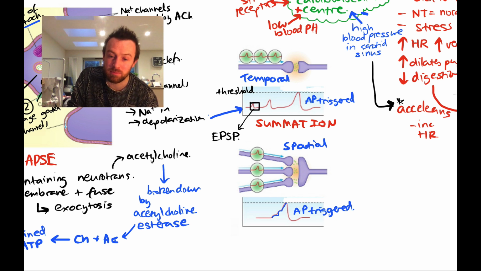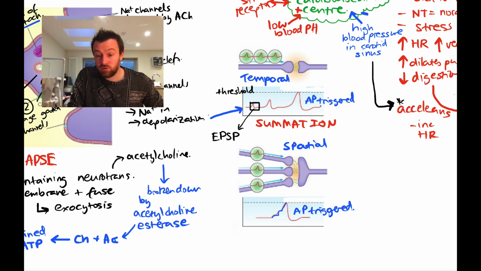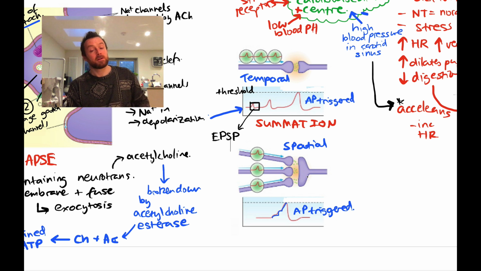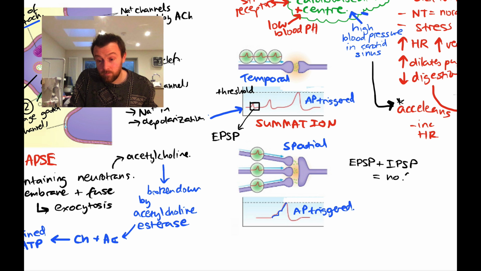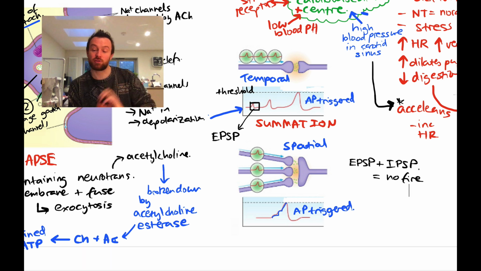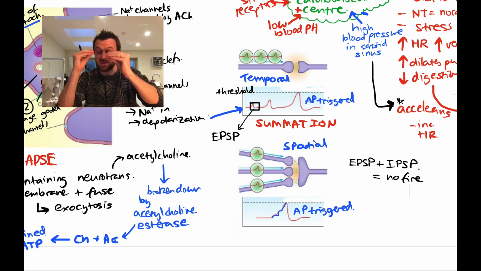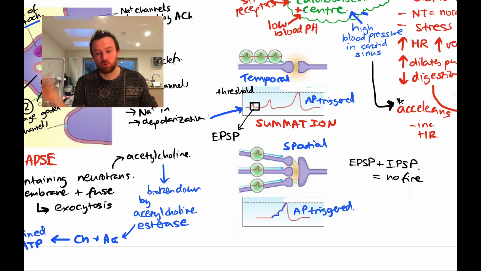Excitatory postsynaptic potential. So we can have summing of EPSPs through time, summing of EPSPs through space, and we can also have, this is kind of slightly off topic, but EPSP plus IPSP equals no fire. So if we have an excitatory postsynaptic potential and an inhibitory postsynaptic potential coming together at the same time, they cancel each other out. So some neurons can inhibit the firing of others.